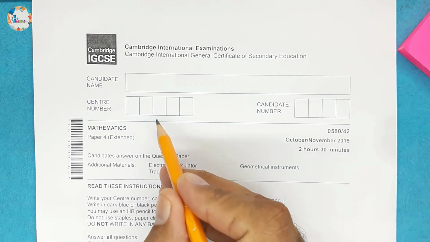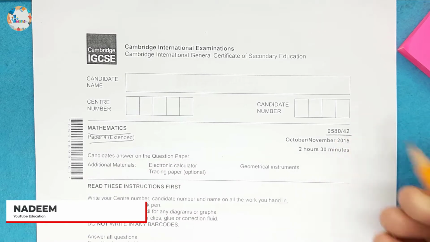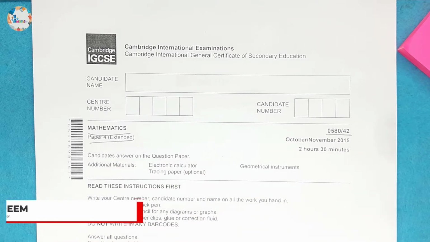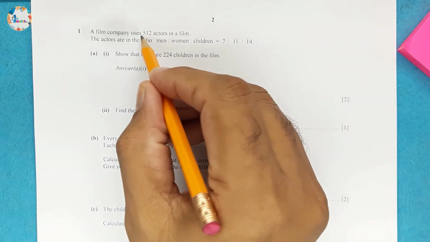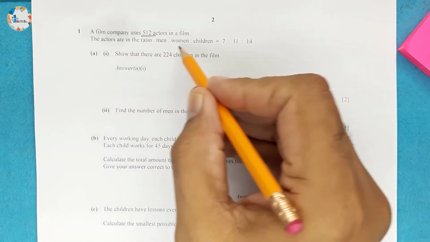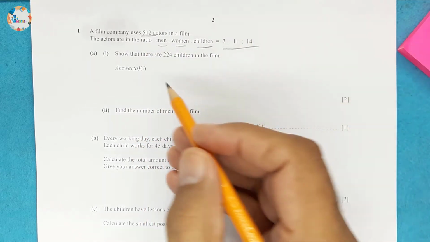Today we'll be going through IGCSE Cambridge Mathematics Paper 4 Extended, 0580/42, October-November 2015. Question number 1. A film company uses 512 actors in the film. The actors are in the ratio of men, women, children, and this is the detail of the ratios.